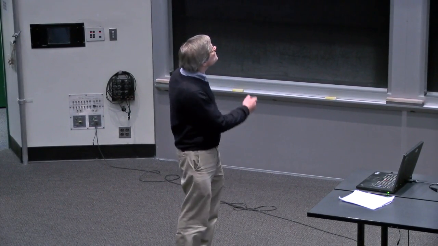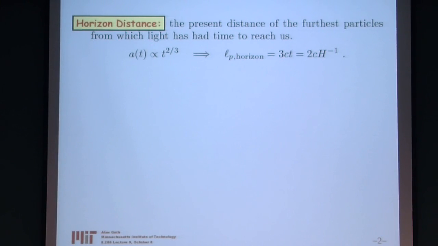And that leads to this notion of a horizon distance, where the definition of the horizon distance is that it is defined to be the present distance of the most distant objects which we're capable of seeing, limited only by the speed of light.